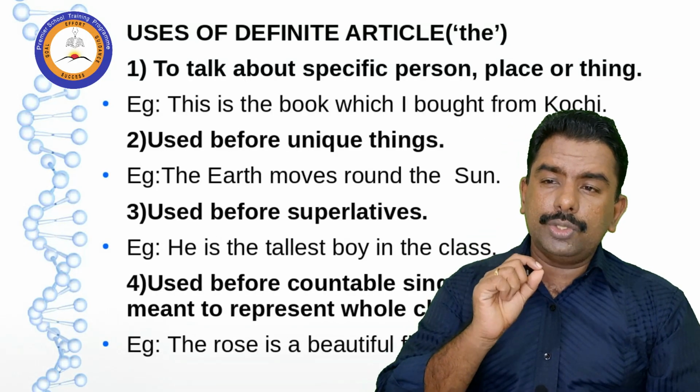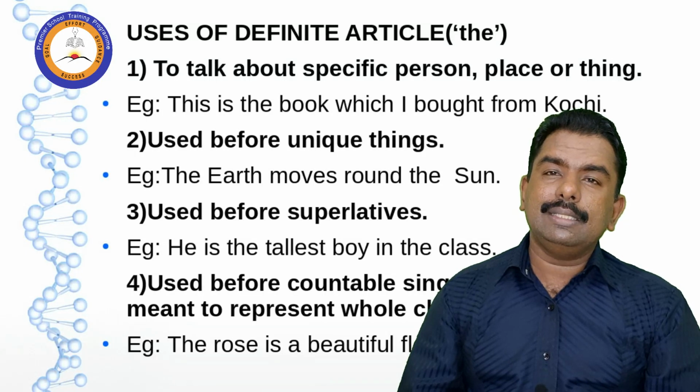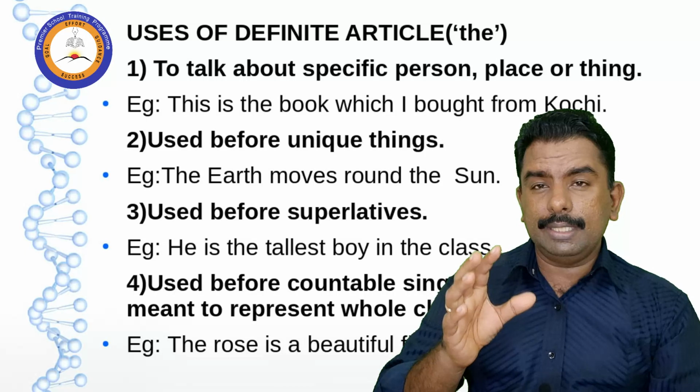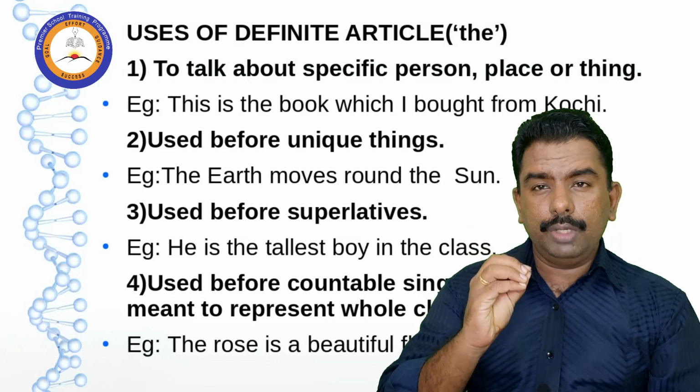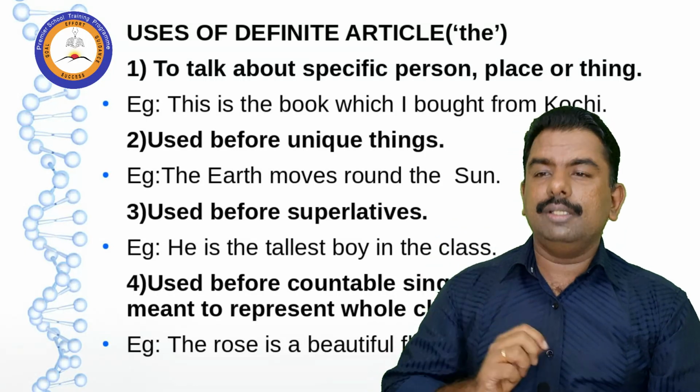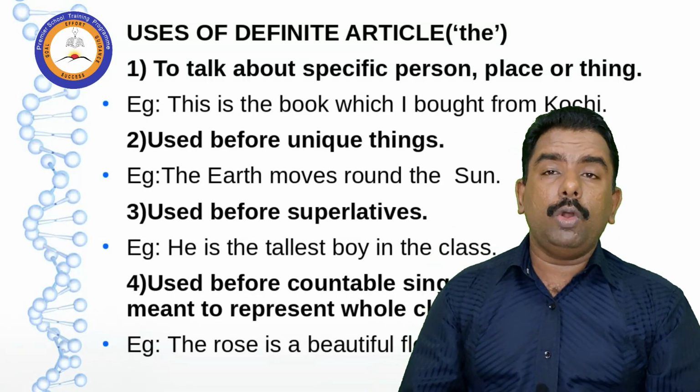First one, to talk about a specific person, place, or thing. If you want to speak about a specific person, place, or thing, then we should use this definite article 'the'. Example is here: this is the book which I bought from Kochi.